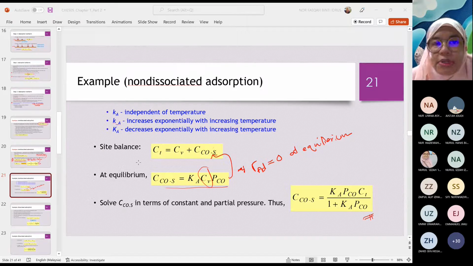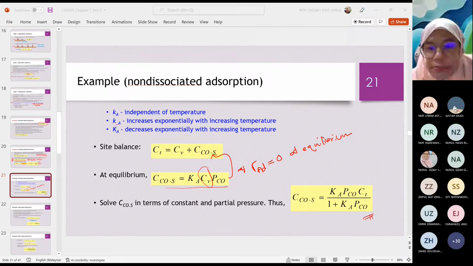Rate law, rate of adsorption, RAD equal to KAD, PCO CV minus CCO·S over the equilibrium constant. So saya terus je divide it with the equilibrium rate constant, because we already know how to write the rate law for reversible. So kita terus je tulis after we simplify the equation.